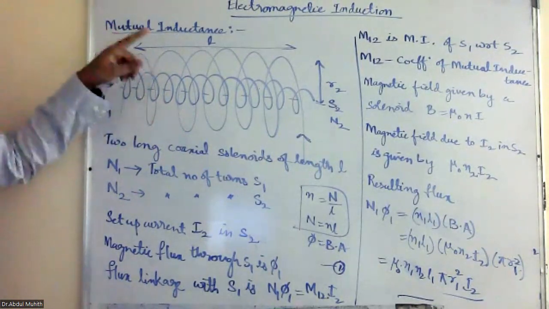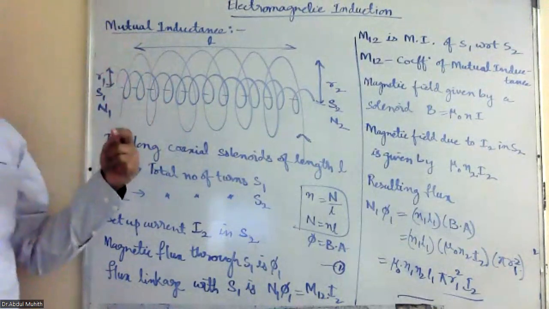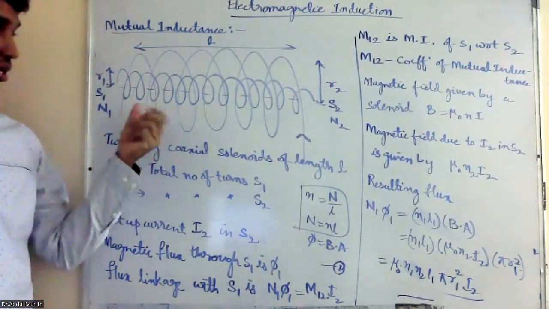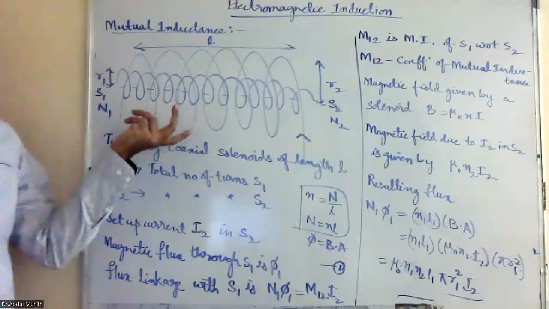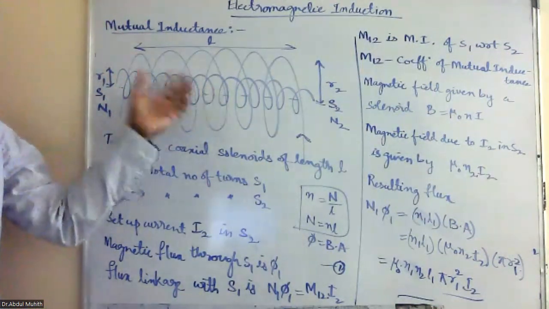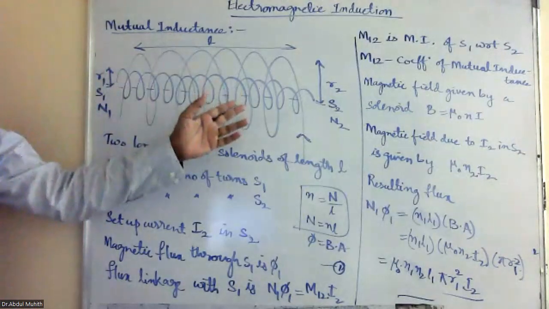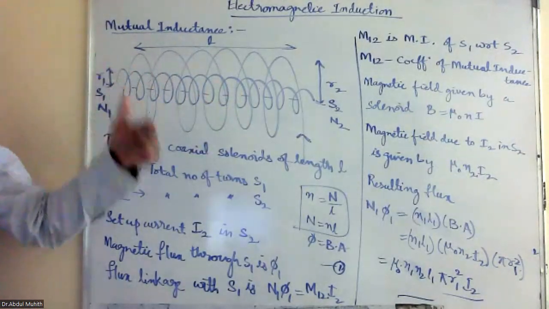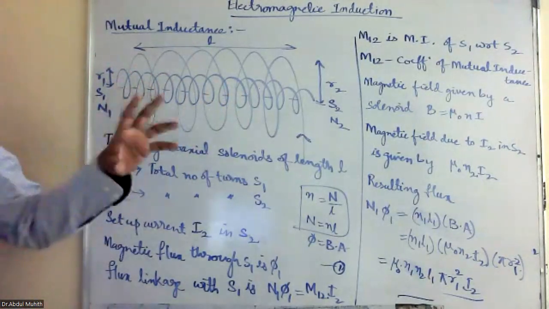What is a solenoid? A long helical wire whose length is much greater than the radius, and the turns are very closely packed and enameled. That is known as a solenoid.